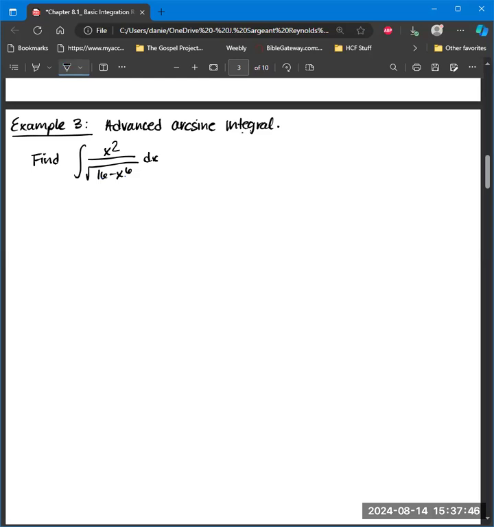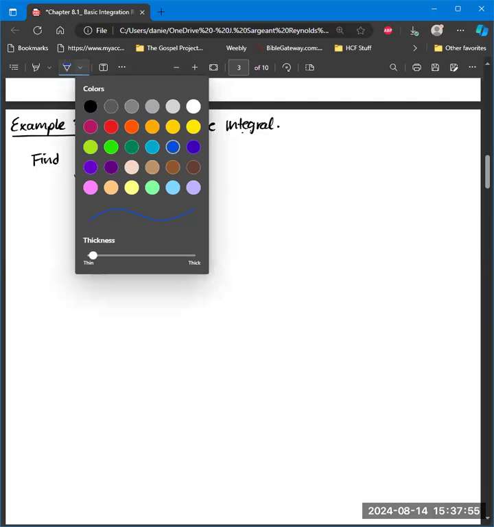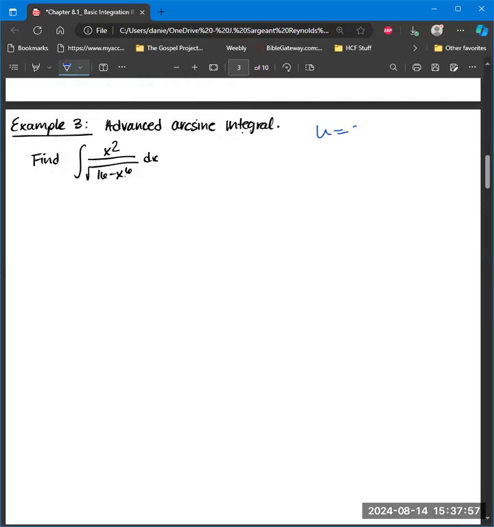Not x cubed. So the integral of x squared over root 16 minus x to the sixth here. We're going to have u equal to x to the third. Du is going to be 3x squared dx. A is equal to 4. So we need a 3 and a 1/3 here. So this is going to be 1/3 integral du over root a squared minus u squared.